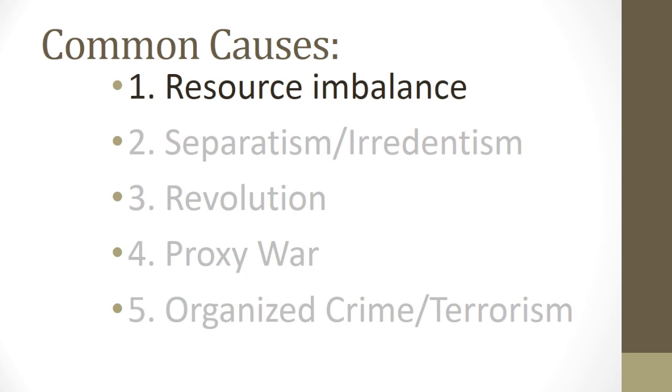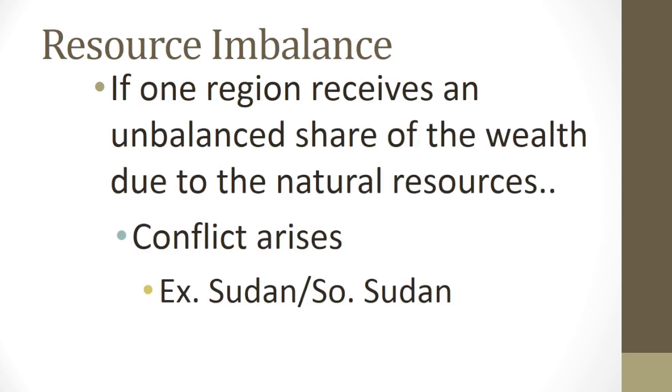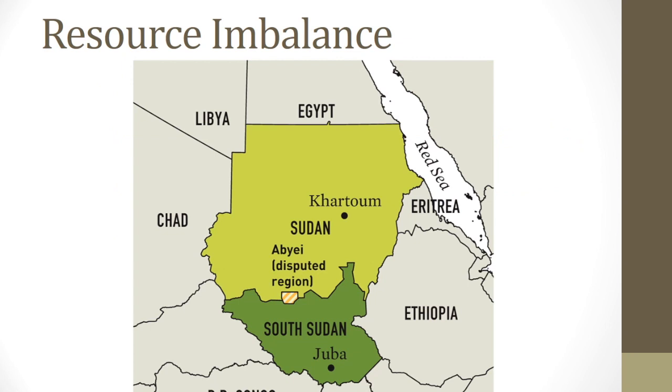The first one we're going to talk about is resource imbalance. So when a country has natural resources, it's very difficult to distribute the wealth of these resources. And if one region receives an unbalanced share of the wealth due to these natural resources, you're very often going to see conflict. Okay, this can be highlighted by Sudan versus South Sudan.